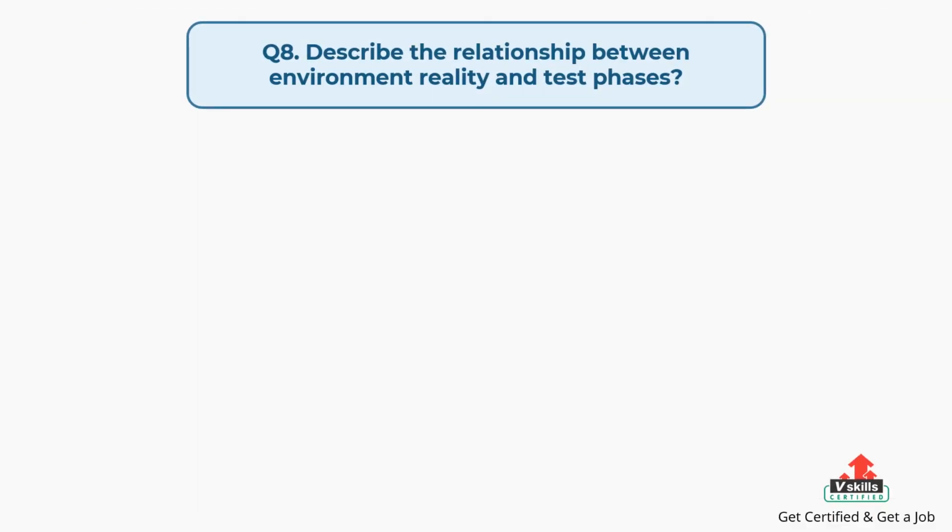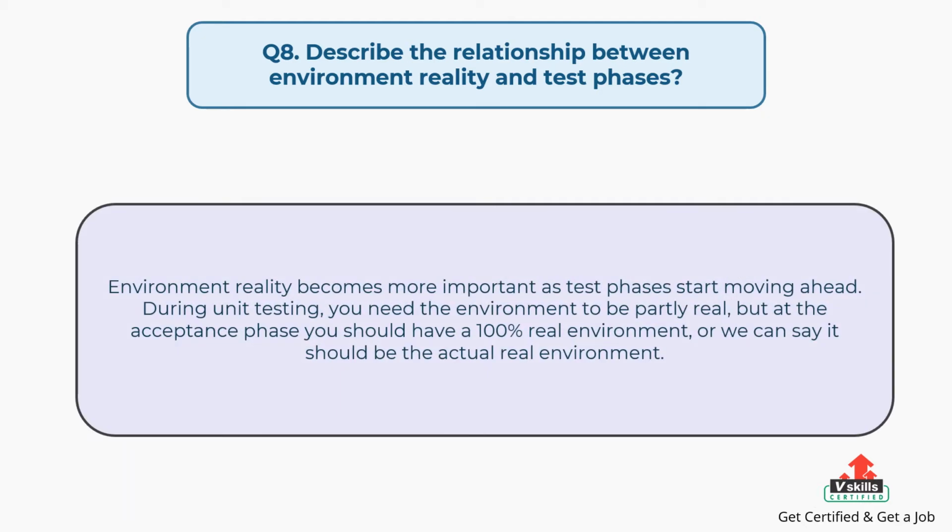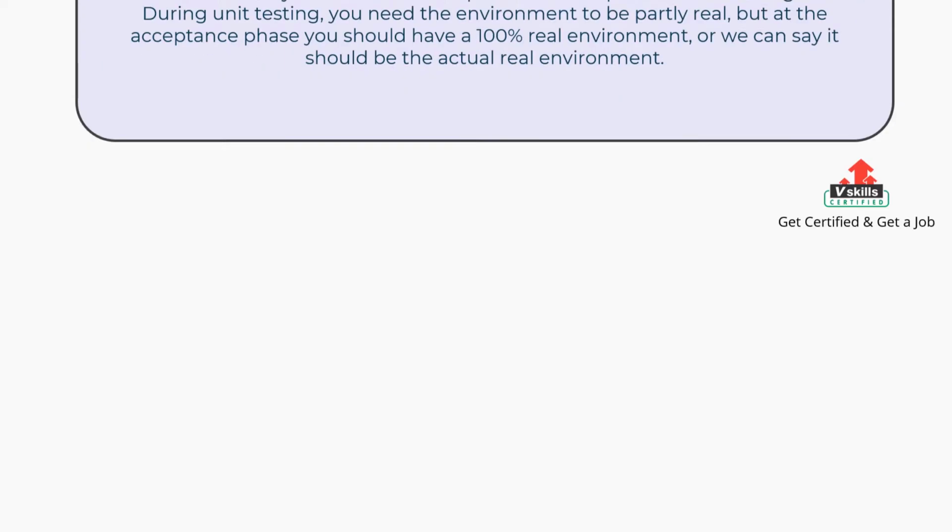Question number 8. Describe the relationship between environment reality and test phases. The answer is: environment reality becomes more important as test phases start moving ahead. During unit testing, you need the environment to be partly real, but at the acceptance phase you should have a 100% real environment, or we can say it should be the actual real environment.